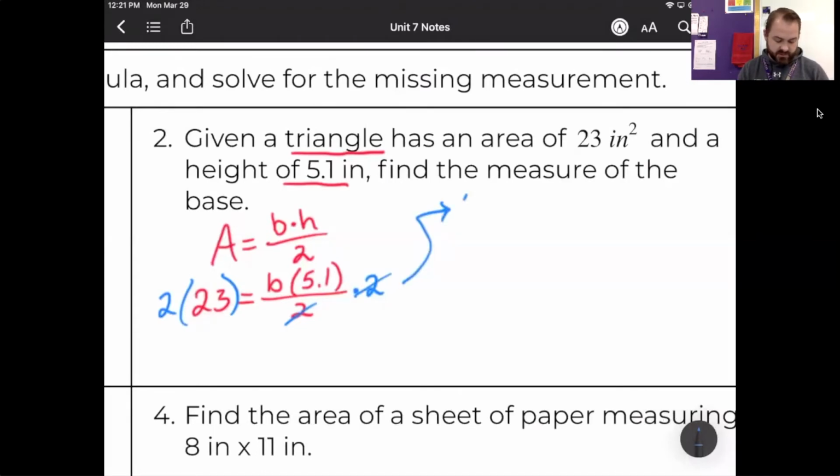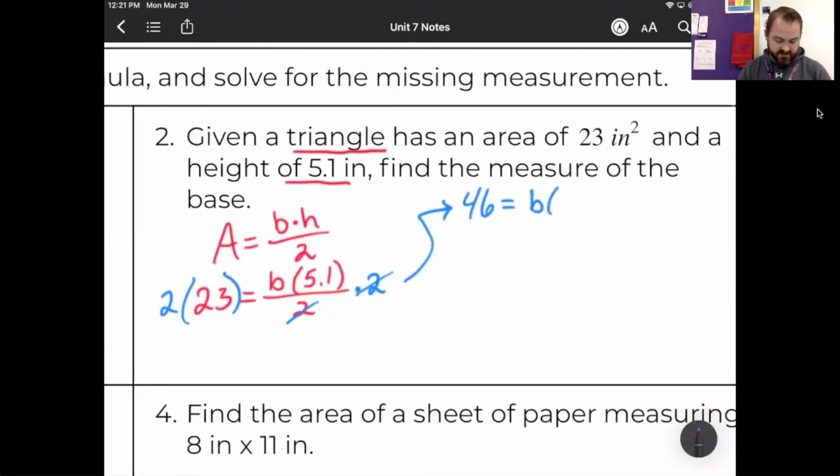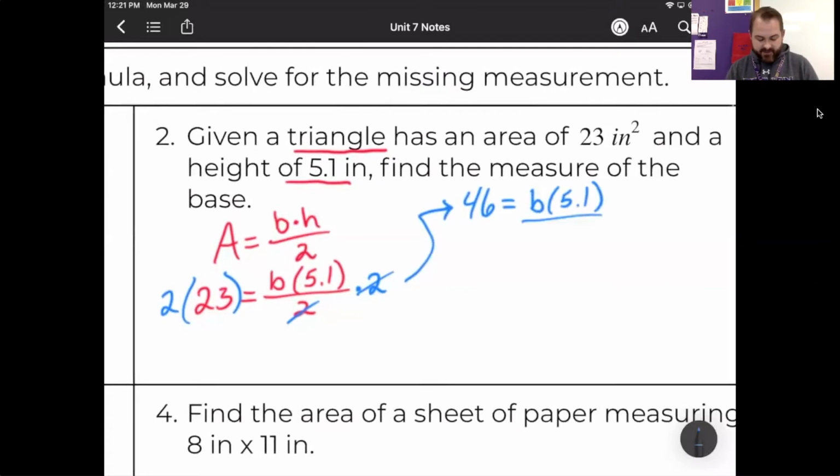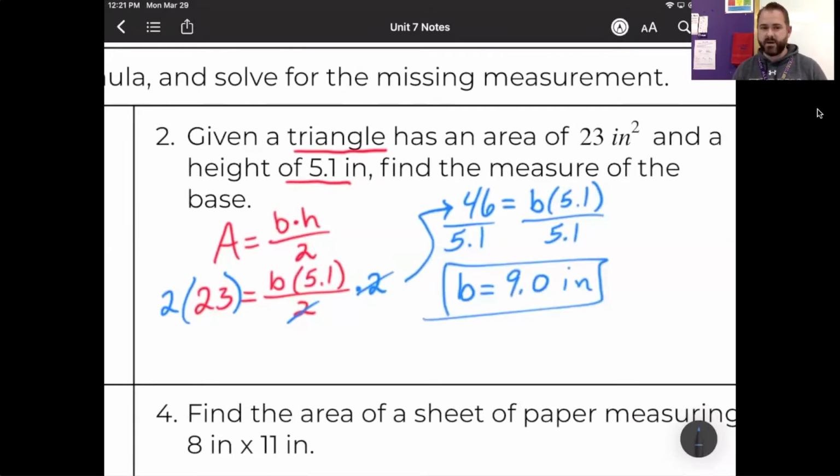2 times 23 is 46. And now the right side of that is only b times 5.1. And all we have to do now is divide by that 5.1 to get rid of it. Okay, so we're going to do 46 divided by 5.1. And we get a longer repeating decimal that is about 9.01. So we'll just call it 9.0 to the nearest 10th inches. Okay.